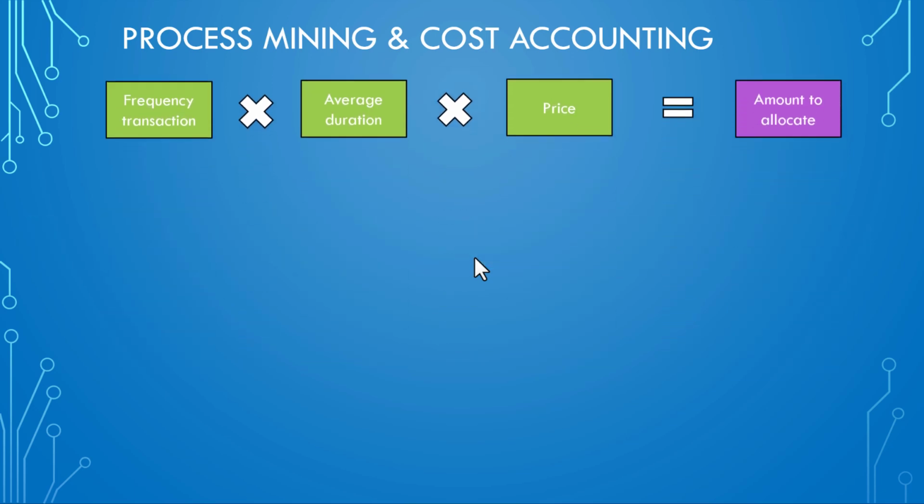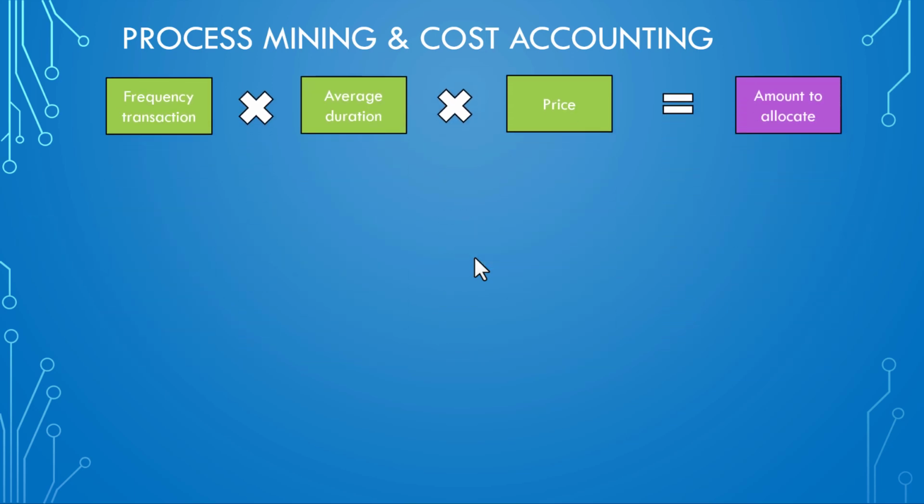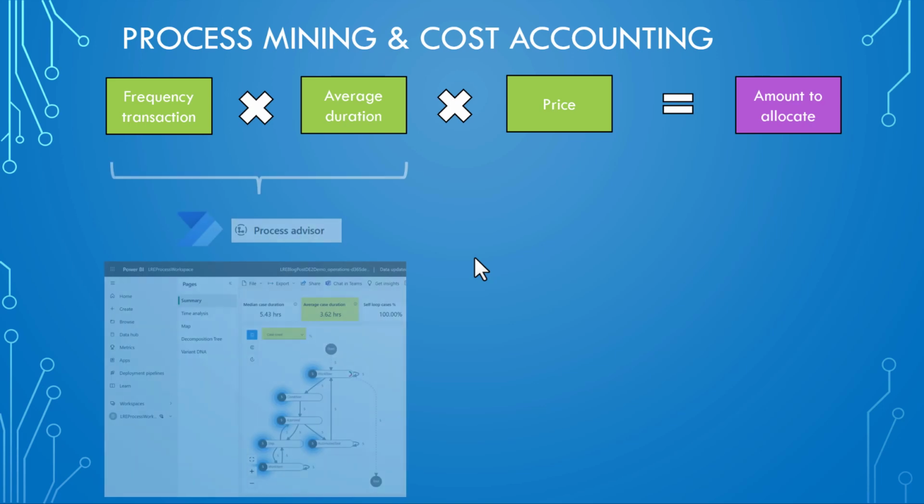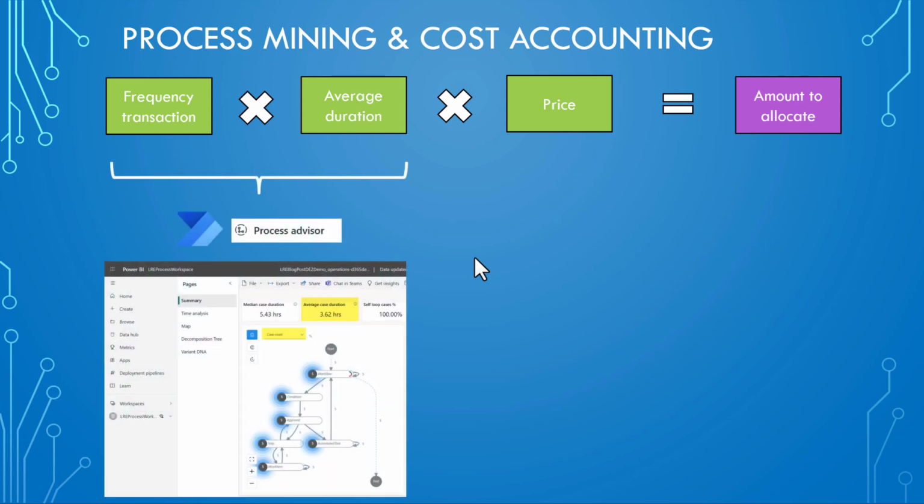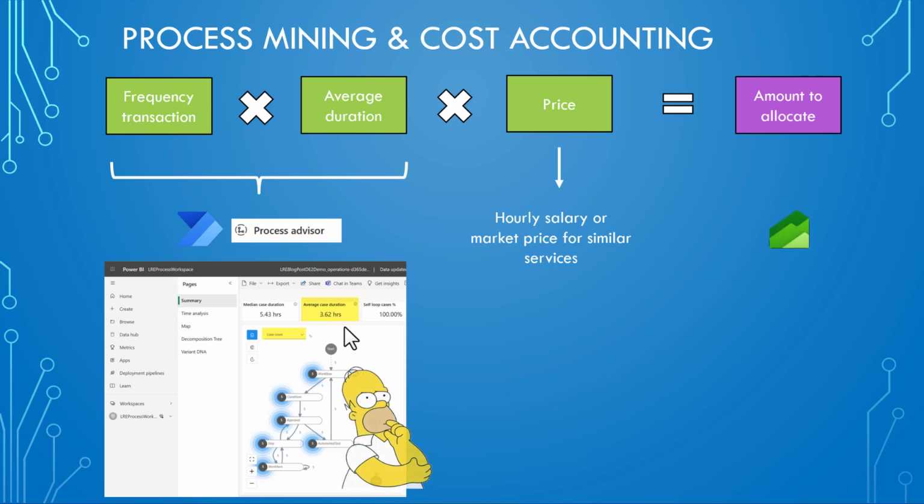Now the question is, okay, how does this go along with process mining? Well, the frequency and the average duration, this is something we can read from the Process Advisor. So we see here average duration, we see here a case count. The price can be, for example, an average salary or a market price for similar services that you buy. And then we can do the allocation.